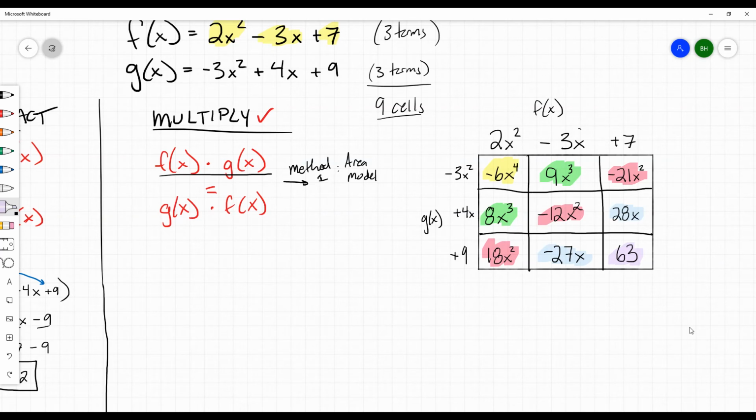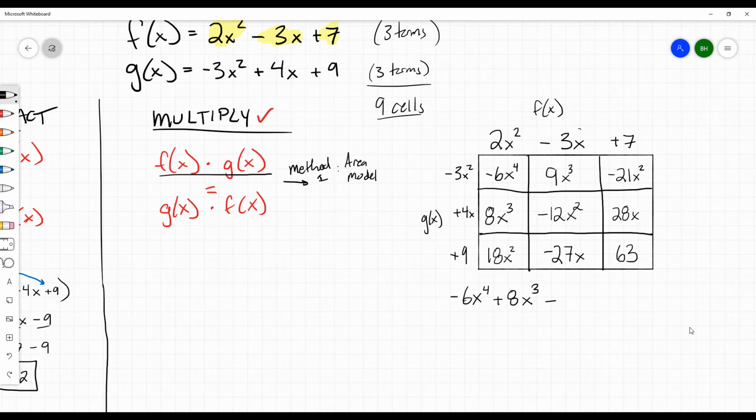Now, you can look at these and you can simplify right away by doing it, but I don't like to get myself confused, so instead I just rewrite everything. So I'll get negative 6x to the 4th power plus 8x cubed plus 18x squared. I just write it straight down the columns. And actually, if we go back to that picture, the highlighting that I did, we can go from the largest exponent to the smallest exponent.